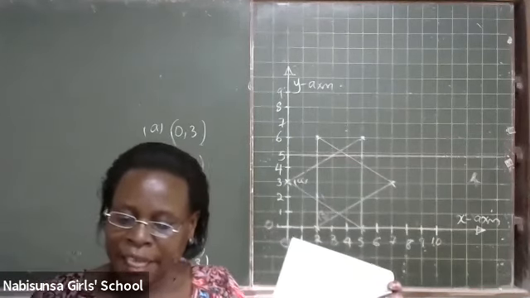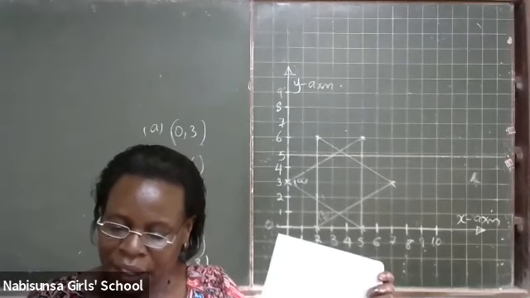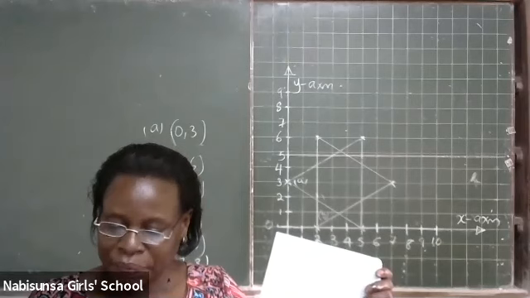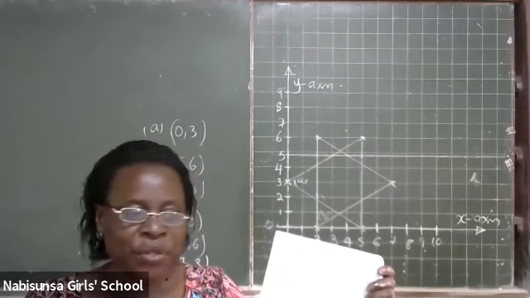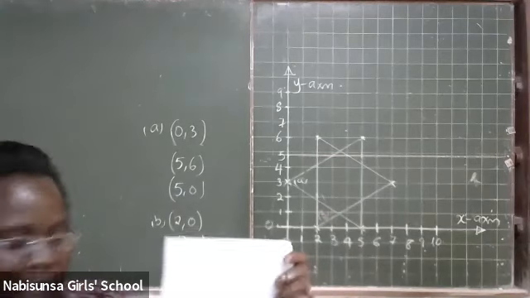We have part A, part B, part C, part D. Then we are going to join them in order. Can you get started?